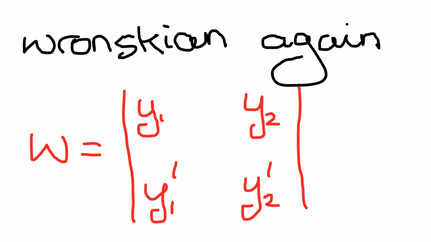Now, we go back to the Wronskian again. The Wronskian can be expressed as a matrix, whereby we find the determinant of the matrix. Now, y1 and y2 are both solutions. We already know y1, that's one solution, but we don't know y2. y1 prime and y2 prime are the derivatives of the first two solutions. Again, we don't know what y2 prime is because we don't know what y2 is, but we do know what y1 prime is.